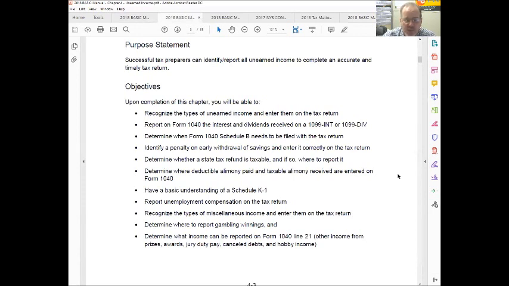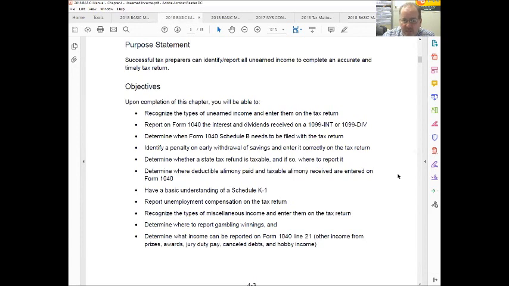Some savings withdrawals. You know, right now, interest rates are so low, we don't see a lot of interest on things, especially if it's below a certain amount. We may not have it reported to us, nor would we have to report it on the tax return. We'll talk about how state refunds are handled. We'll talk a little bit about alimony.